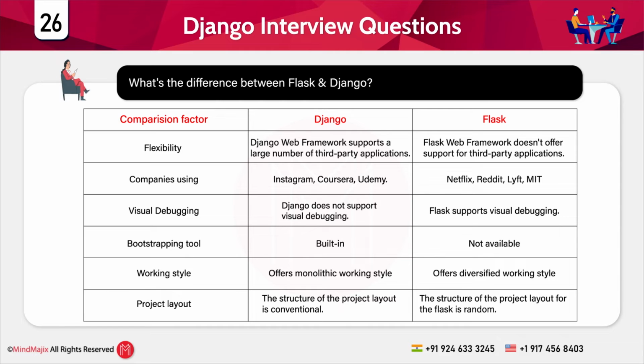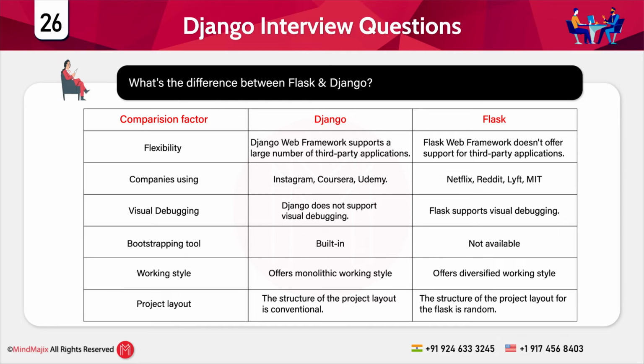If you talk about visual debugging, Django does not support visual debugging. On the other hand, Flask supports visual debugging. If you talk about the bootstrapping tool, there's a built-in bootstrapping tool in Django, whereas this tool is not available in Flask. If you talk about working style, Django offers a monolithic working style, whereas Flask offers a diversified working style. And the last point of comparison is the project layout.